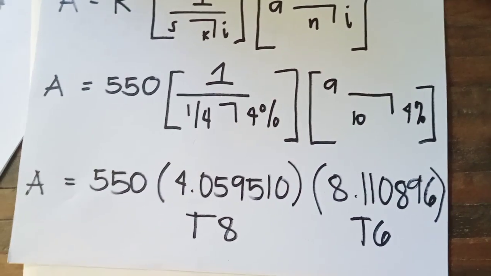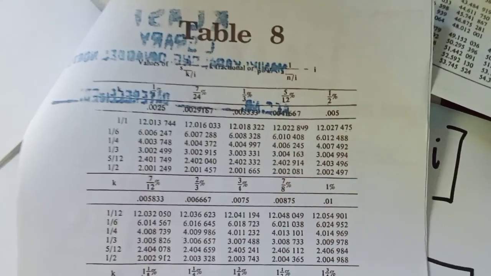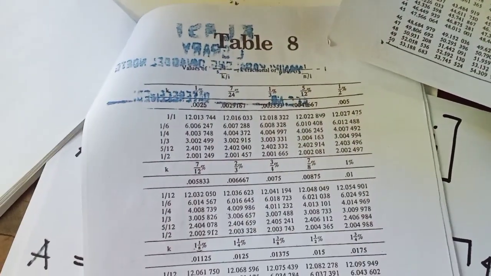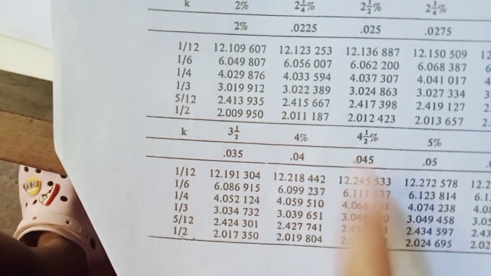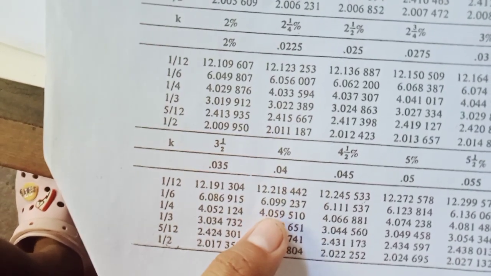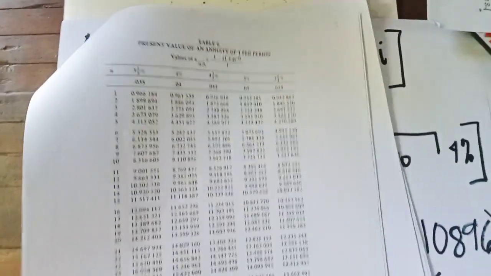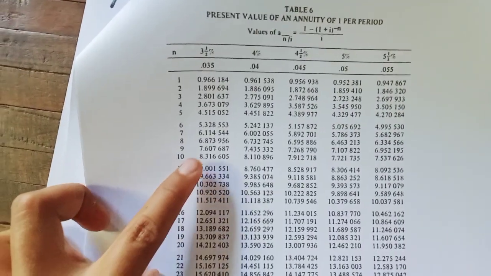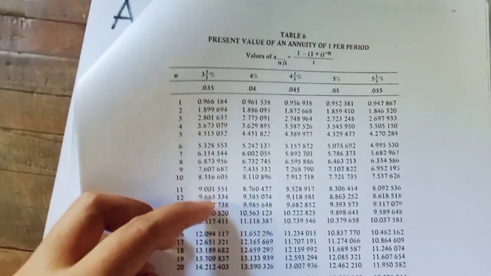So we will find it in table 8. So this is table 8. We will find the 4% in the table. So this is the 4%, and we will find the 1/4. So 4.059510. And the second is table 6. We will find the 4% and number 10. 8.110896.